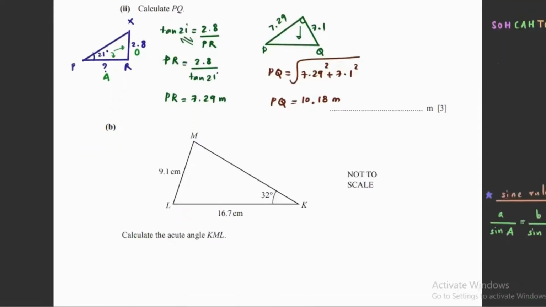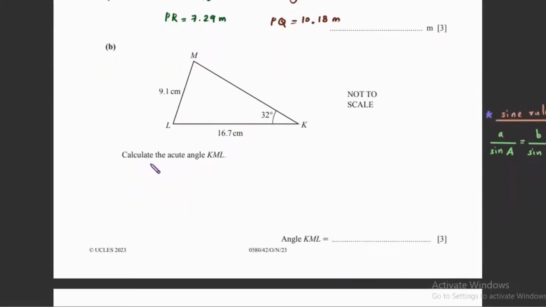Let's move on to the next question. We need to calculate the acute angle KML. They have mentioned that it's an acute angle because sometimes if we use a different way, we can get an obtuse angle. If you get an obtuse angle, from 180 degrees we need to deduct that angle to find its acute angle. So here we need to calculate the acute angle KML, which is this one. To calculate that, right opposite to this angle M, I have 16.7.